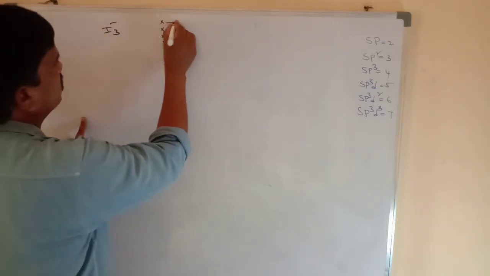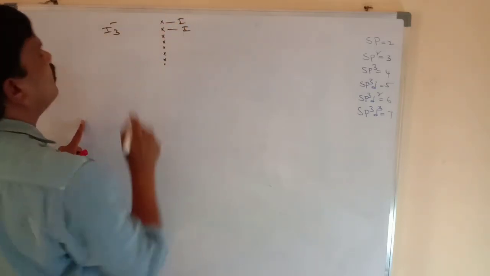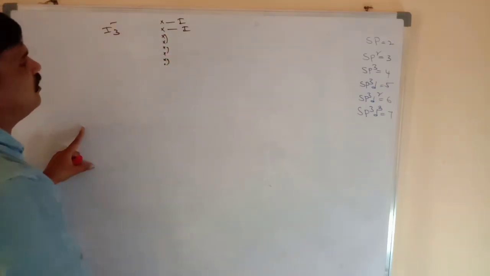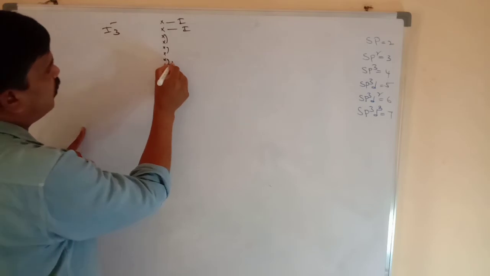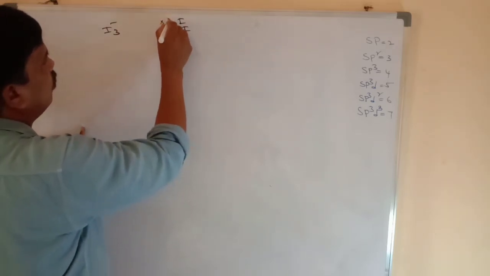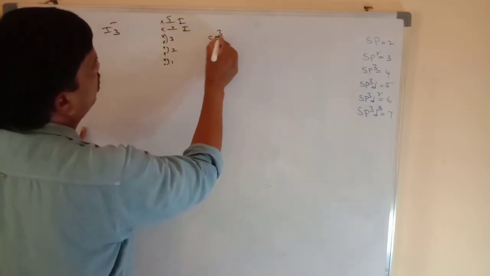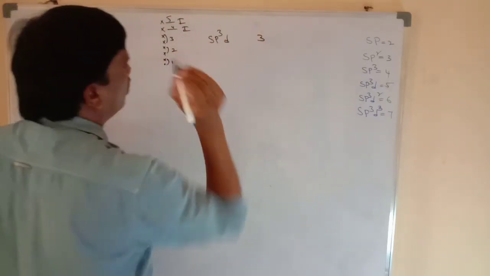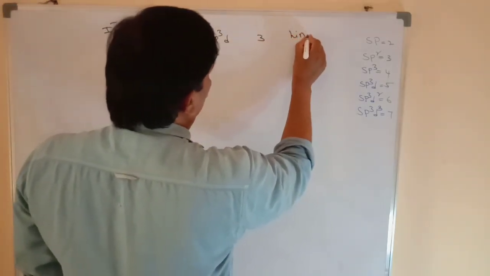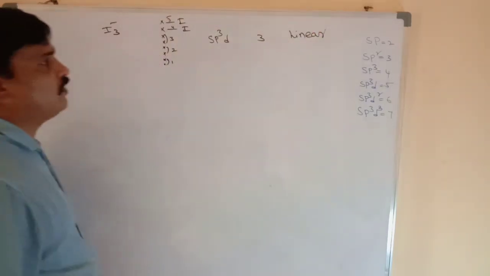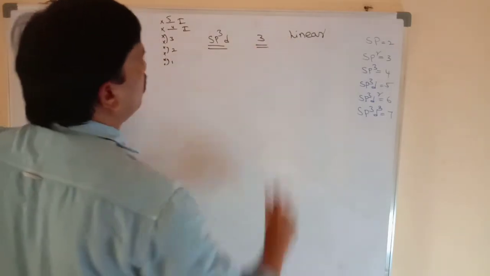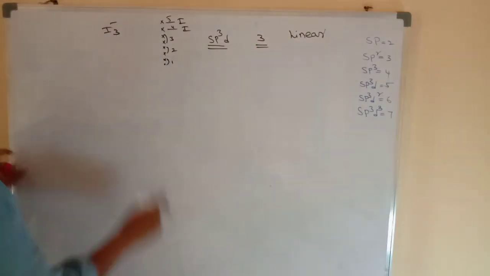So 2 iodines are there, and 1 iodine I take as the central atom. The remaining dots are pairing up. For each pair give one number: 1, 2, 3, 4, 5, sp3d. How many lone pairs are there? 3 lone pairs are there. Definitely the shape of the molecule is linear. sp3d with 3 lone pairs gives a linear shape.